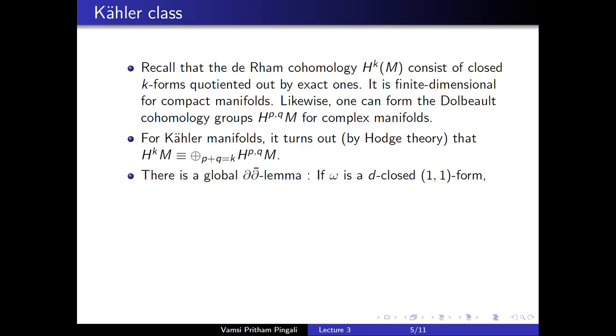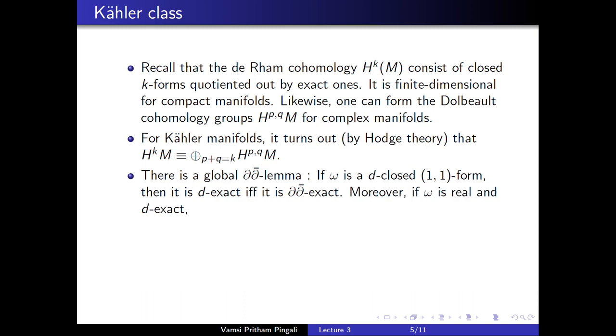Alright, so just like the local del bar lemma, there's a global del bar lemma, and it's extremely important for our purposes. It says the following: if omega is a d-closed (1,1) form, then it is d-exact if and only if it's del bar exact. Meaning if omega is d eta, where eta is some one-form, then actually omega is del bar of some function f, right?